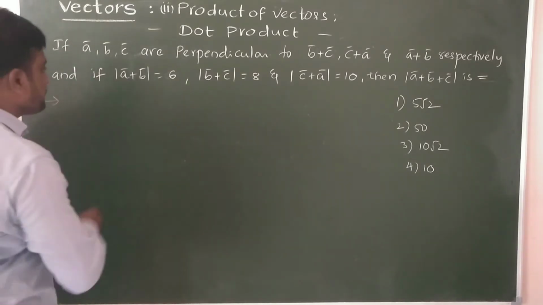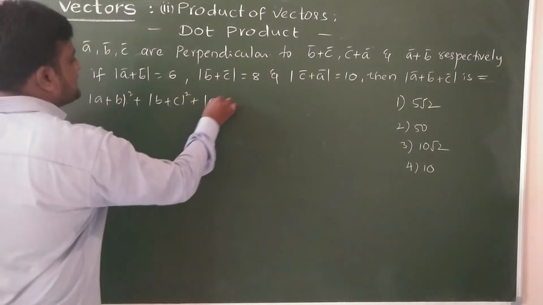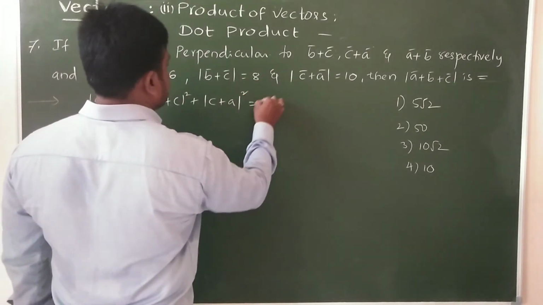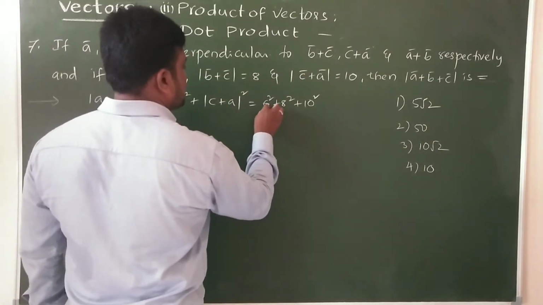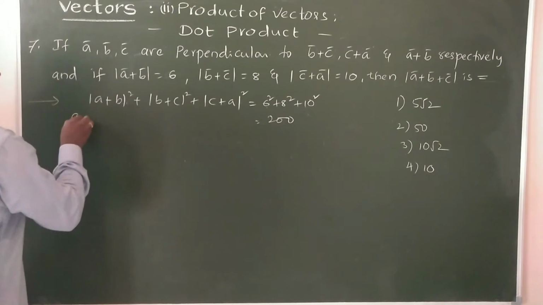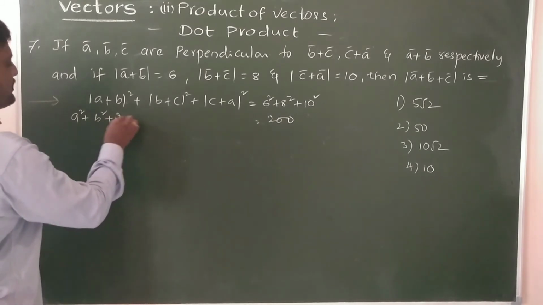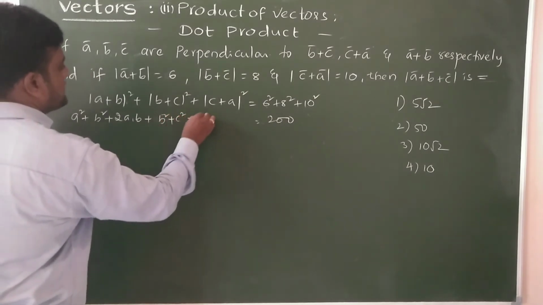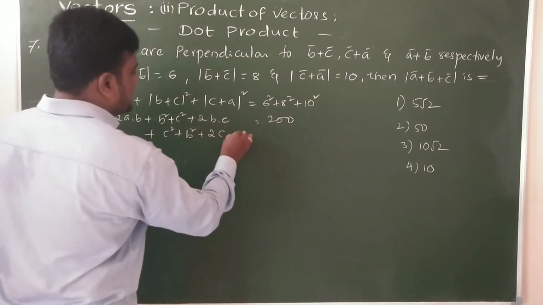Actually, I am doing it like this. Here, |a plus b| squared plus |b plus c| squared plus |c plus a| squared equals 6 squared plus 8 squared plus 10 squared, yes or no? Then that equals 36 plus 64 plus 100, which is 200. Now this is nothing but a square plus b square plus 2a dot b, plus b square plus c square plus 2b dot c, plus c square plus a square plus 2c dot a, equals 200.